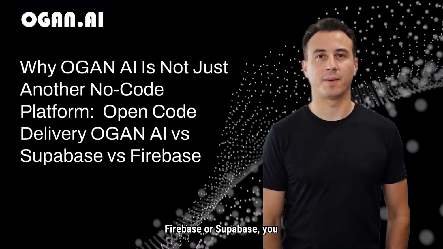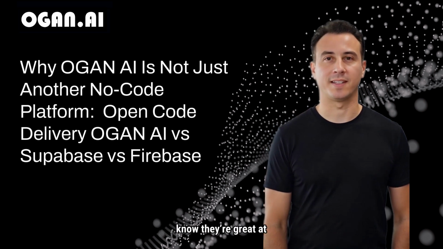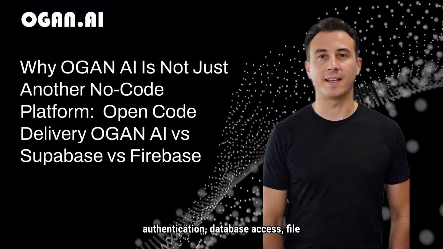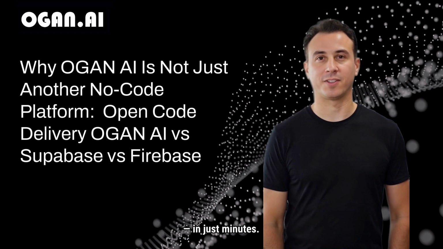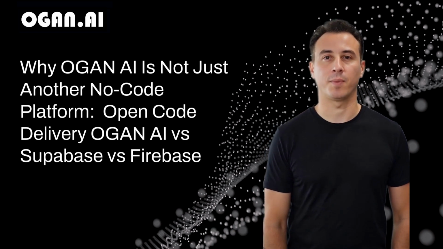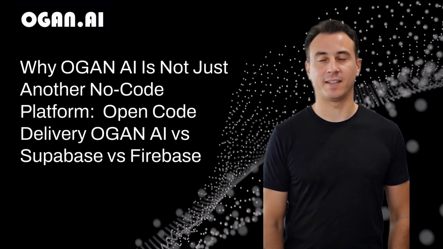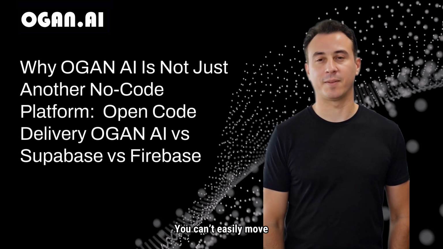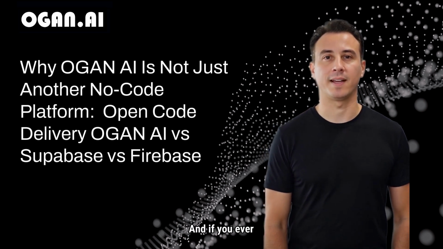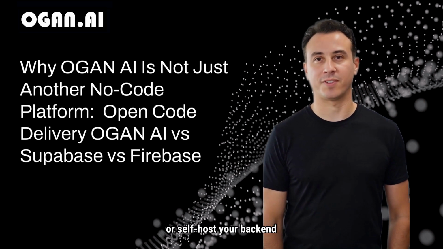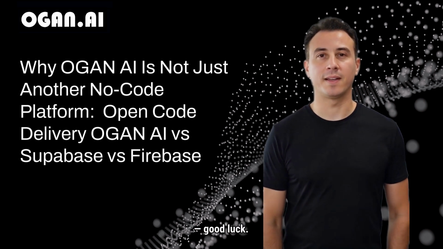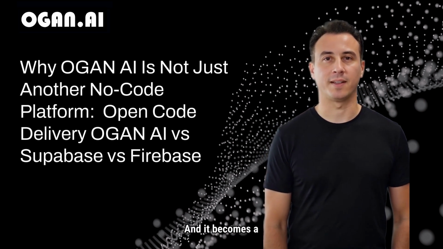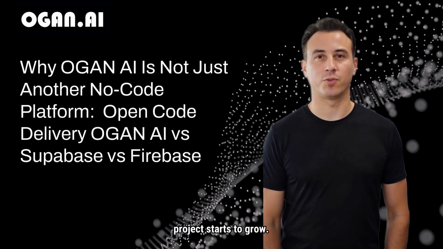If you've ever used Firebase or Supabase, you know they're great at helping you get started quickly. You can set up authentication, database access, file storage, all of that in just minutes. But here's the catch. Most of your backend logic lives inside their ecosystem. You don't see the actual source code behind it. You can't easily move it or customize it deeply. And if you ever want to switch platforms or self-host your backend, good luck. It usually means rebuilding everything from scratch. That's what we call vendor lock-in. And it becomes a real issue once your project starts to grow.